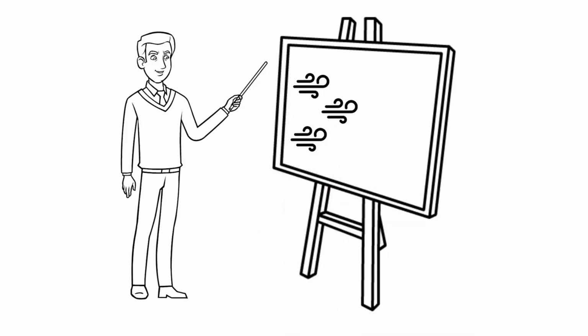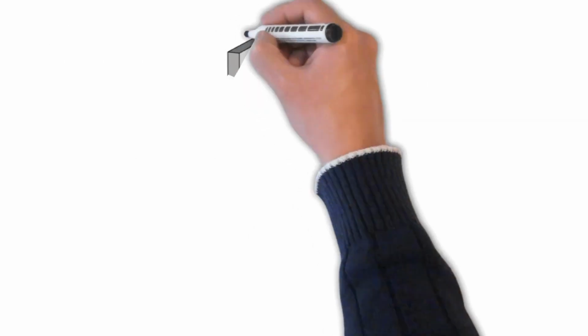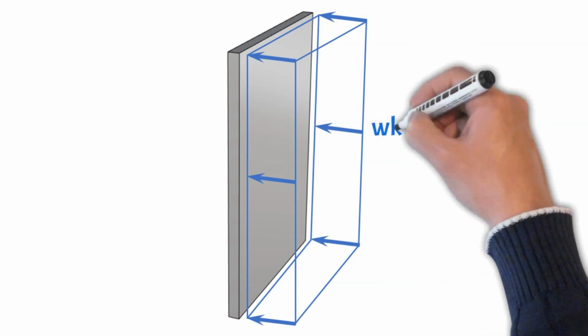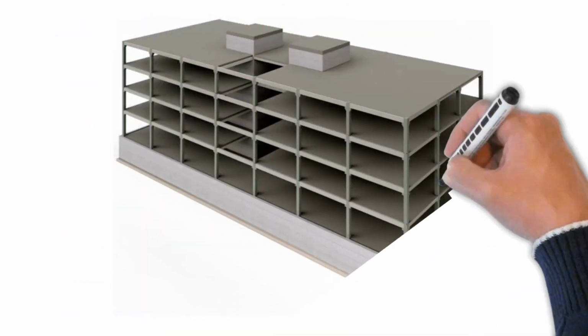Calculating the wind loads can be challenging because there are many parameters and steps involved. In this video, we'll show how to calculate the wind loads on walls according to Eurocode, step by step. To do that, we use an example of an office building.